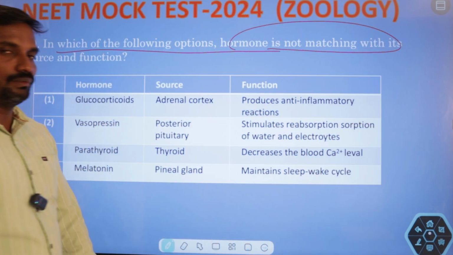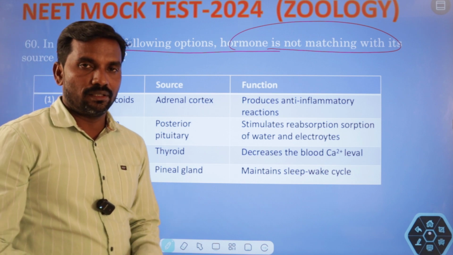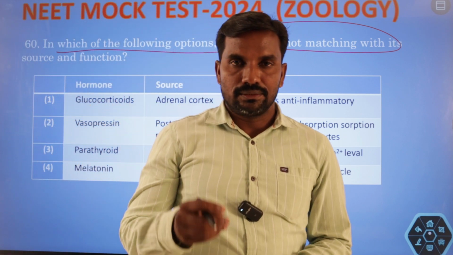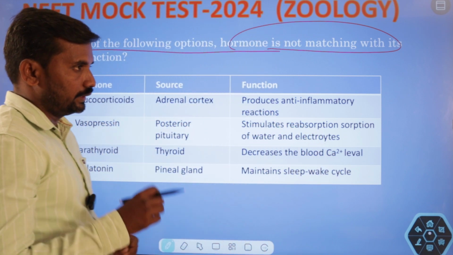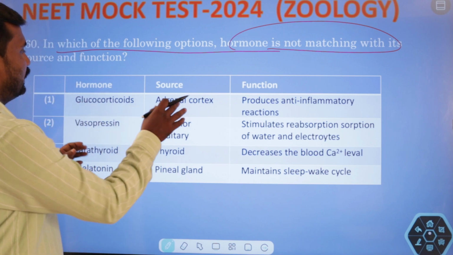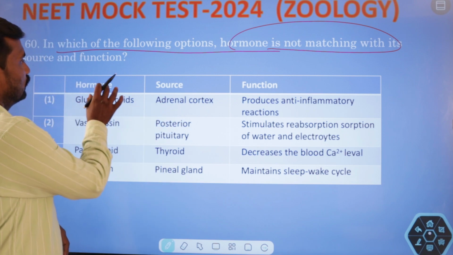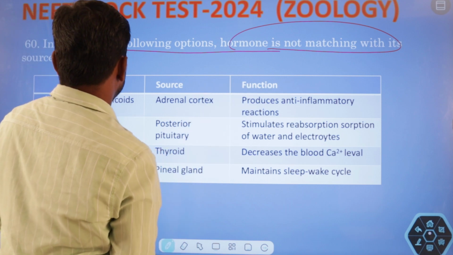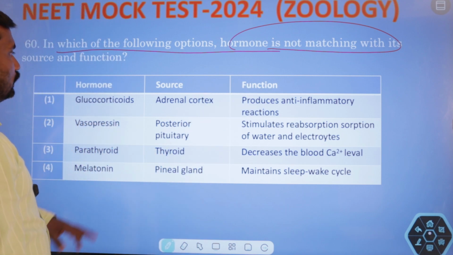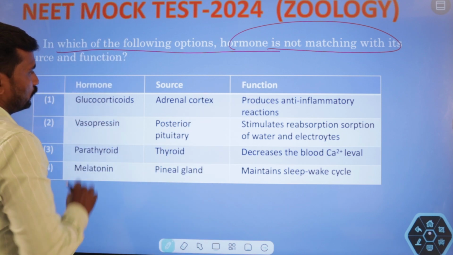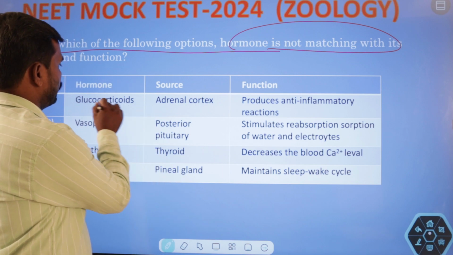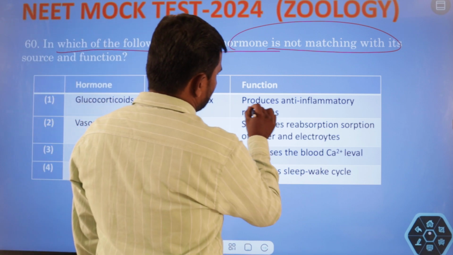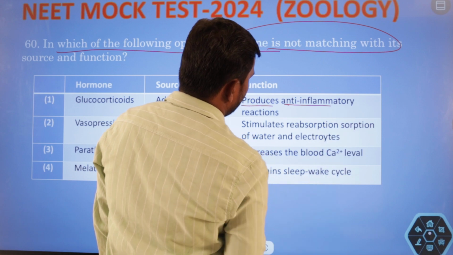Which of the following options has a hormone that is not matched with its function? Each and every hormone is called an intercellular messenger, going to carry information from one place to another. Hormone, source and function are usually given. The first one is the glucocorticoids. The adrenal cortex synthesizes the glucocorticoids, which are primarily responsible for producing anti-inflammatory reactions.